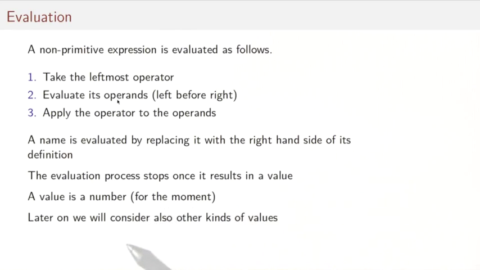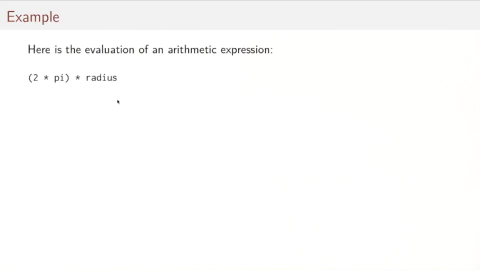What about evaluating a name? Well, that's evaluated by replacing it with the right-hand side of its definition. We apply these steps one by one until finally the evaluation process results in a value. And for the moment a value is just a number. Later on we'll also consider other kinds of values. So let's see an example.